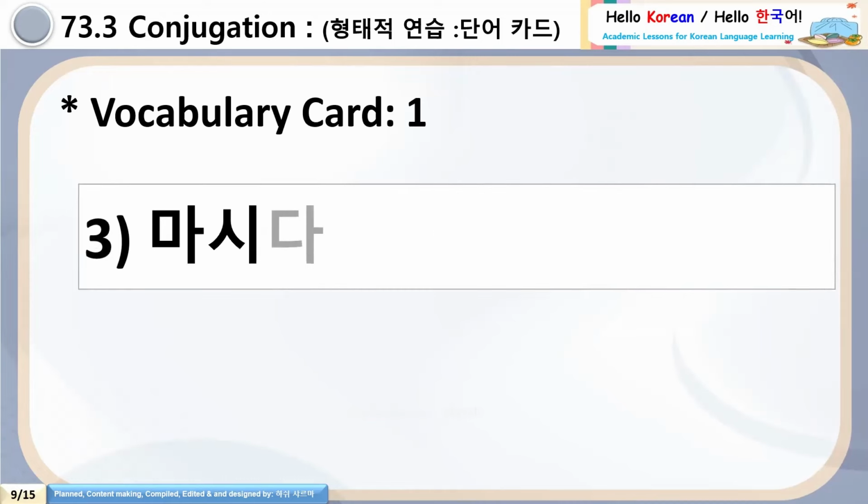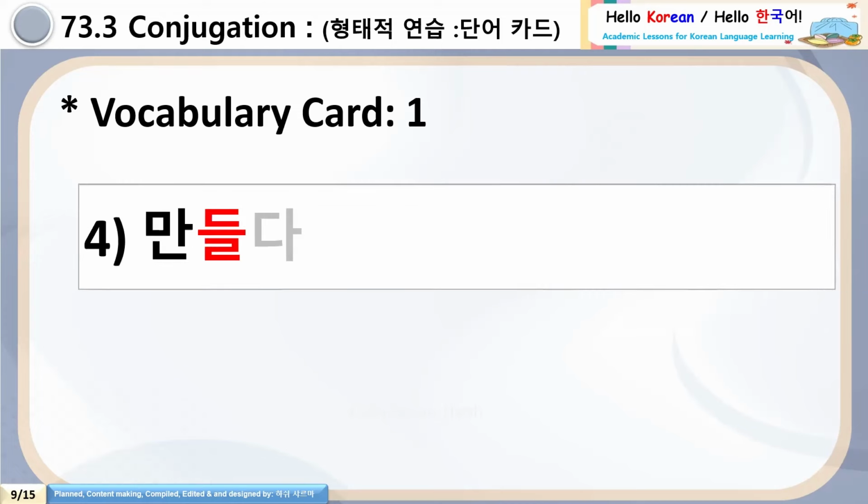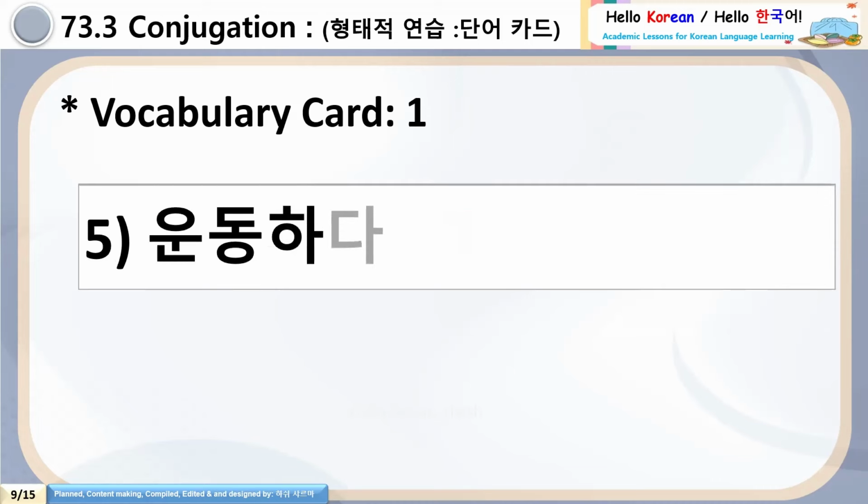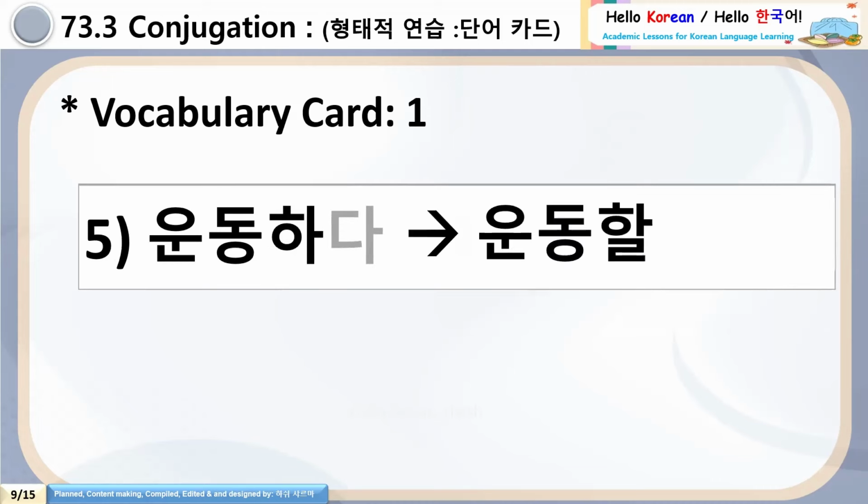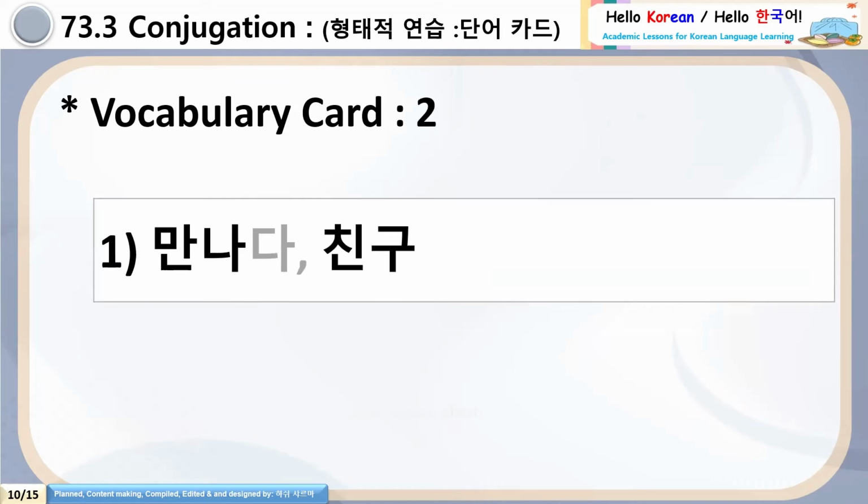Number 2, phatta, phadal. Number 3, mashida. Please tell me your own. Ne, mashil. Number 4, mandalda. Please be alert here. Mandalda will be mandal. Charis soyo. Number 5, undong hada will be undong hal. Clear?